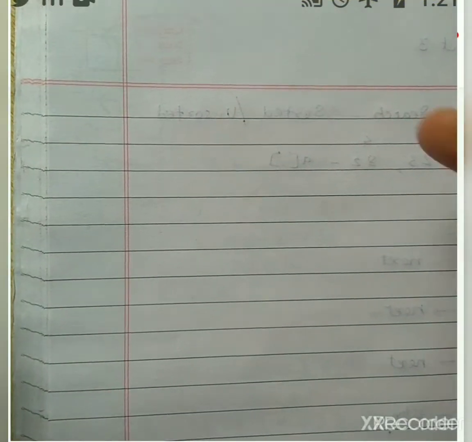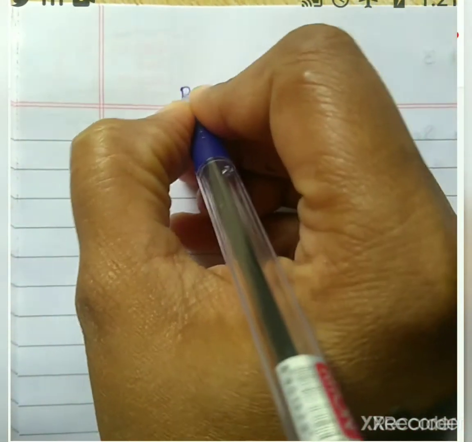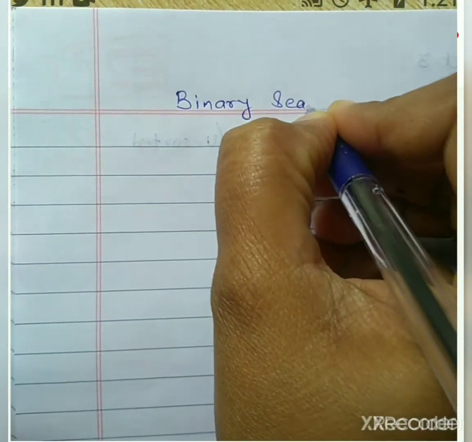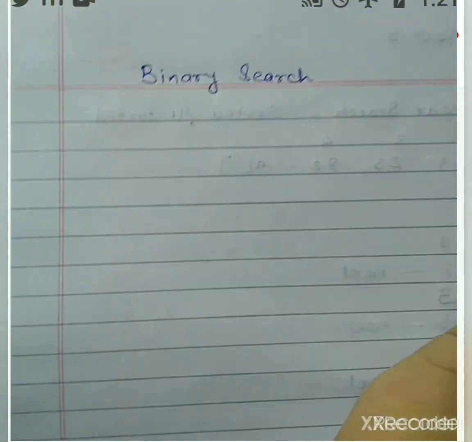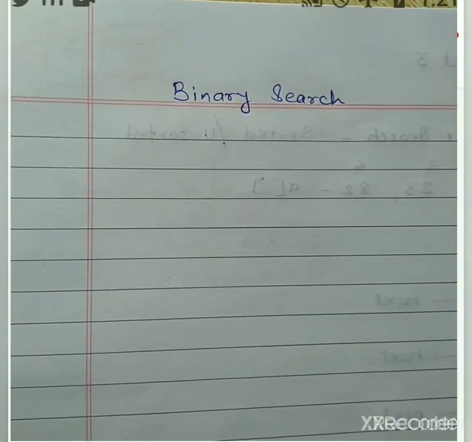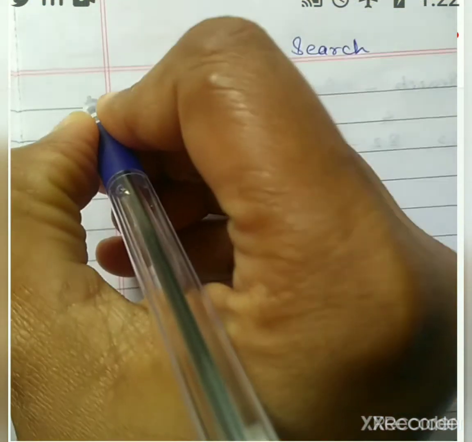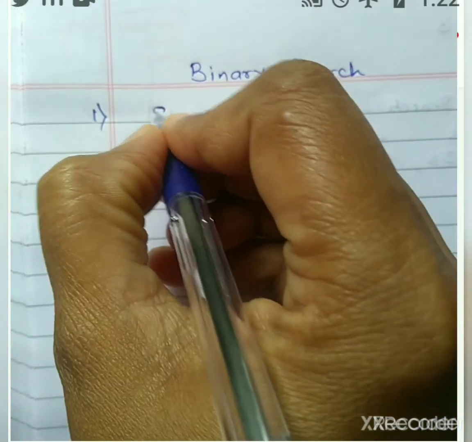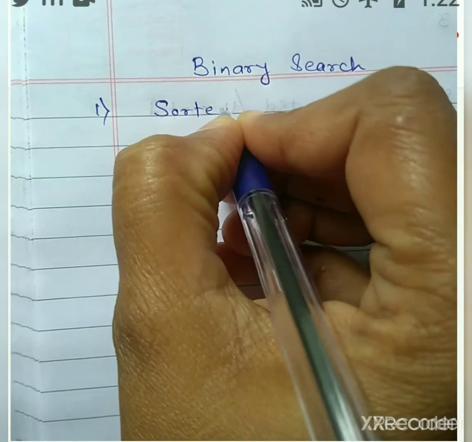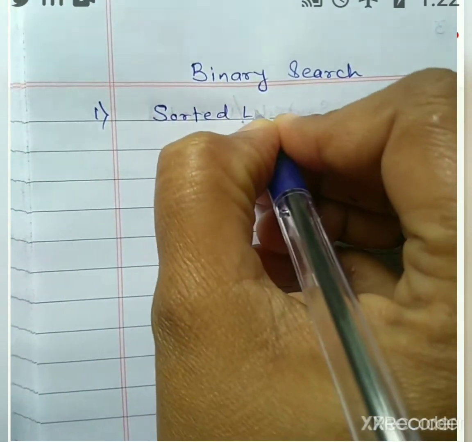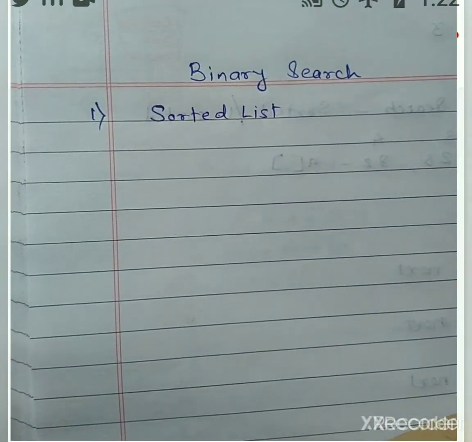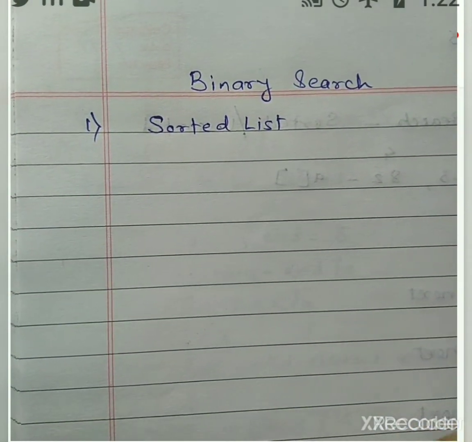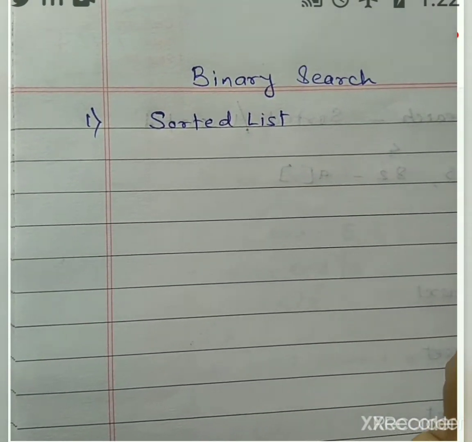Now we will go for the example on binary search. First of all I will show you how to do the binary search. First thing we have to do is, the list should be sorted, so we have to take the sorted list, or if it is not, then we have to sort the elements and take that list for the binary search.